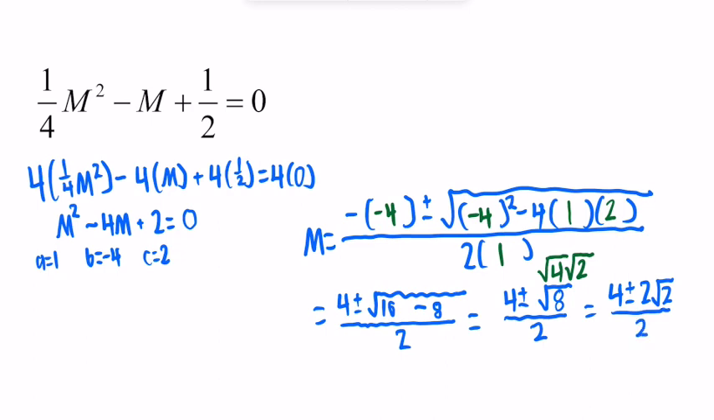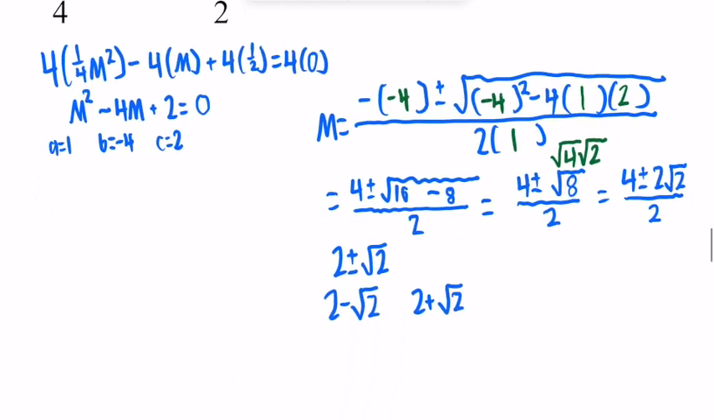This is one of those situations where both terms on top are divisible by the bottom term, so we just divide them by the bottom term. 4 divided by 2 is 2, plus or minus 2 square root of 2 divided by 2 is the square root of 2. And if we wanted to write the answers individually, we could write them as 2 minus the square root of 2 and 2 plus the square root of 2.